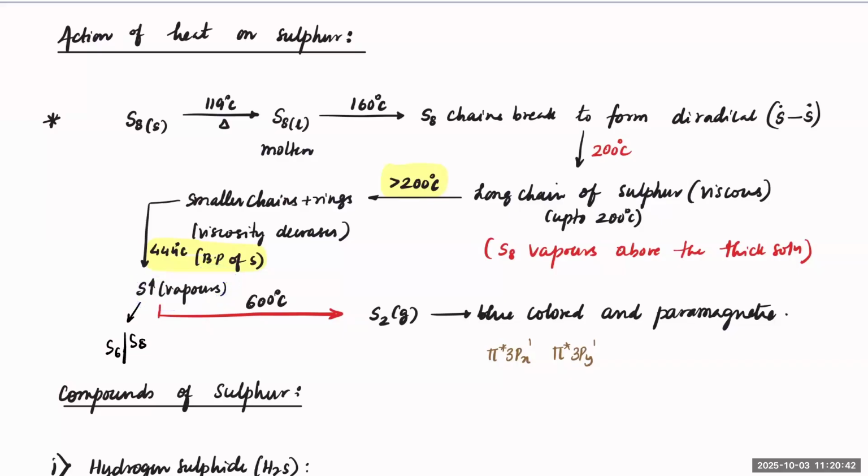As it comes into vapor, most of the vapors will have S6 and S8 cyclic structures. These vapors usually have S6 and S8 forms. And if you start increasing the temperature of the vapors further up to 600 degrees, it will start converting into a diatomic molecule S2.